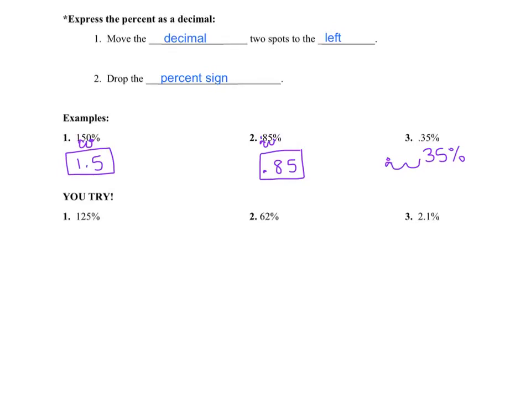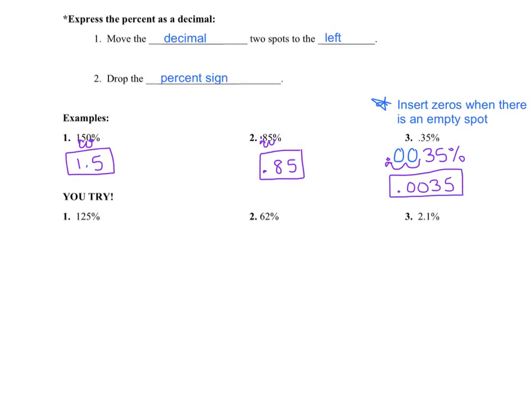And whenever you have an empty or a blank spot, you're going to insert zeros. So that's a key concept. A key concept is you want to insert zeros when there is an empty spot. So now let's rewrite this. We have 0.0035. We drop the percent sign, and that is your final answer.